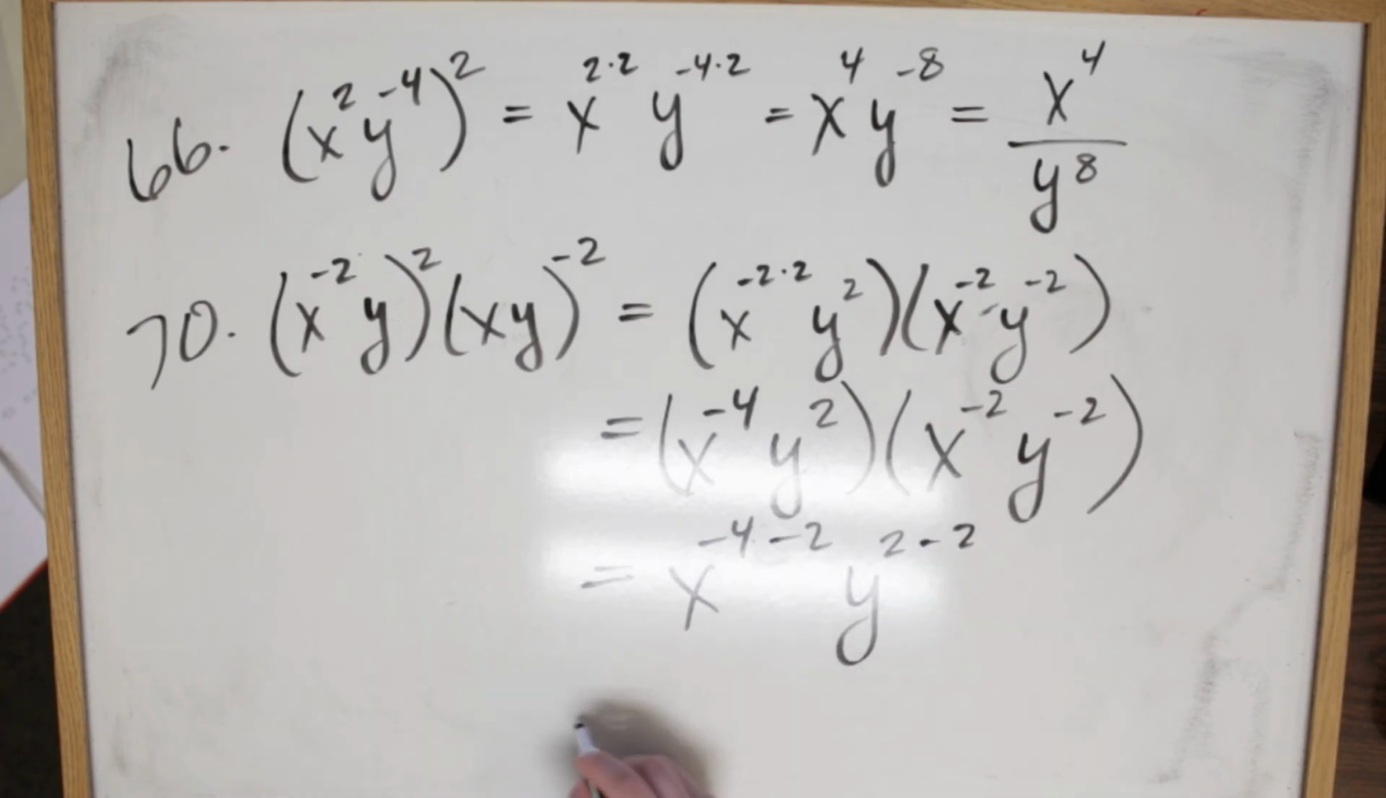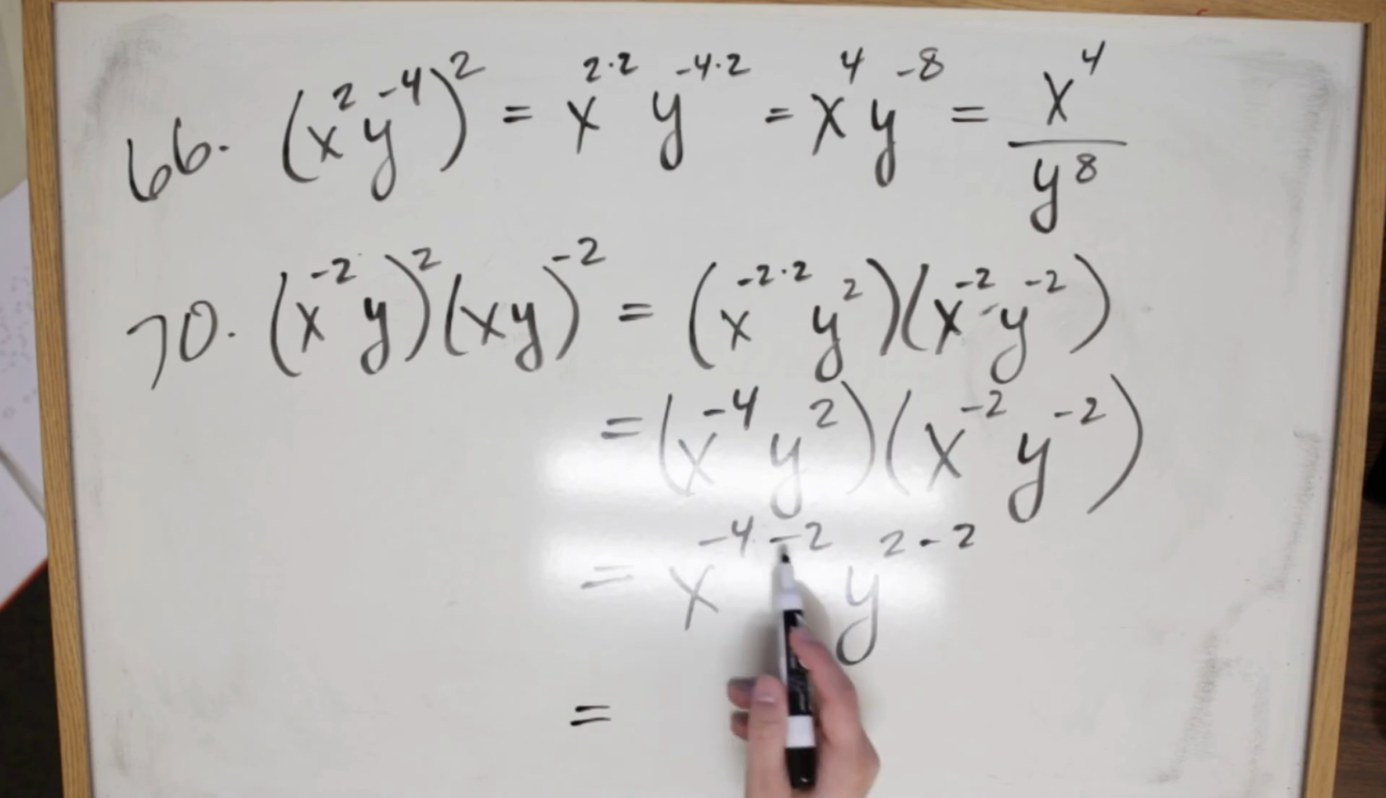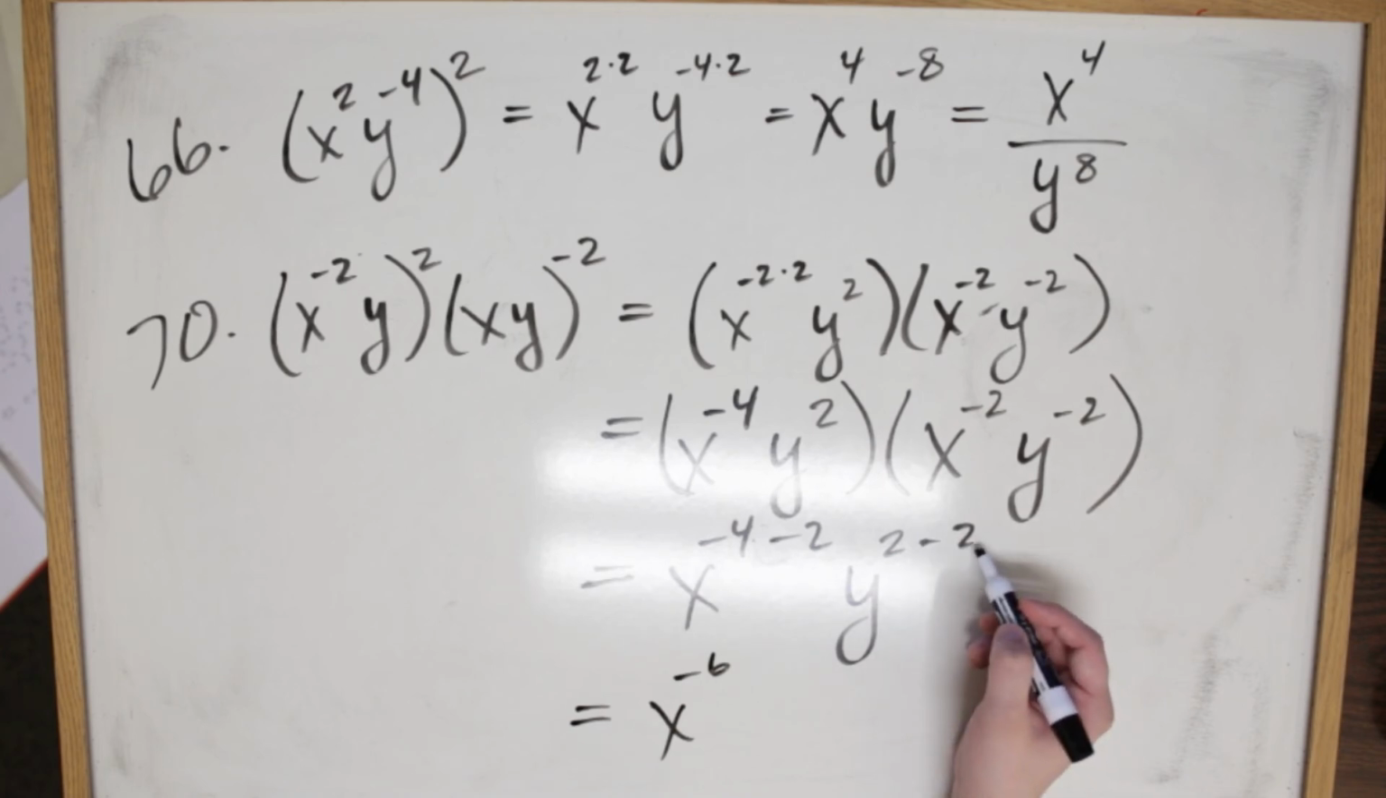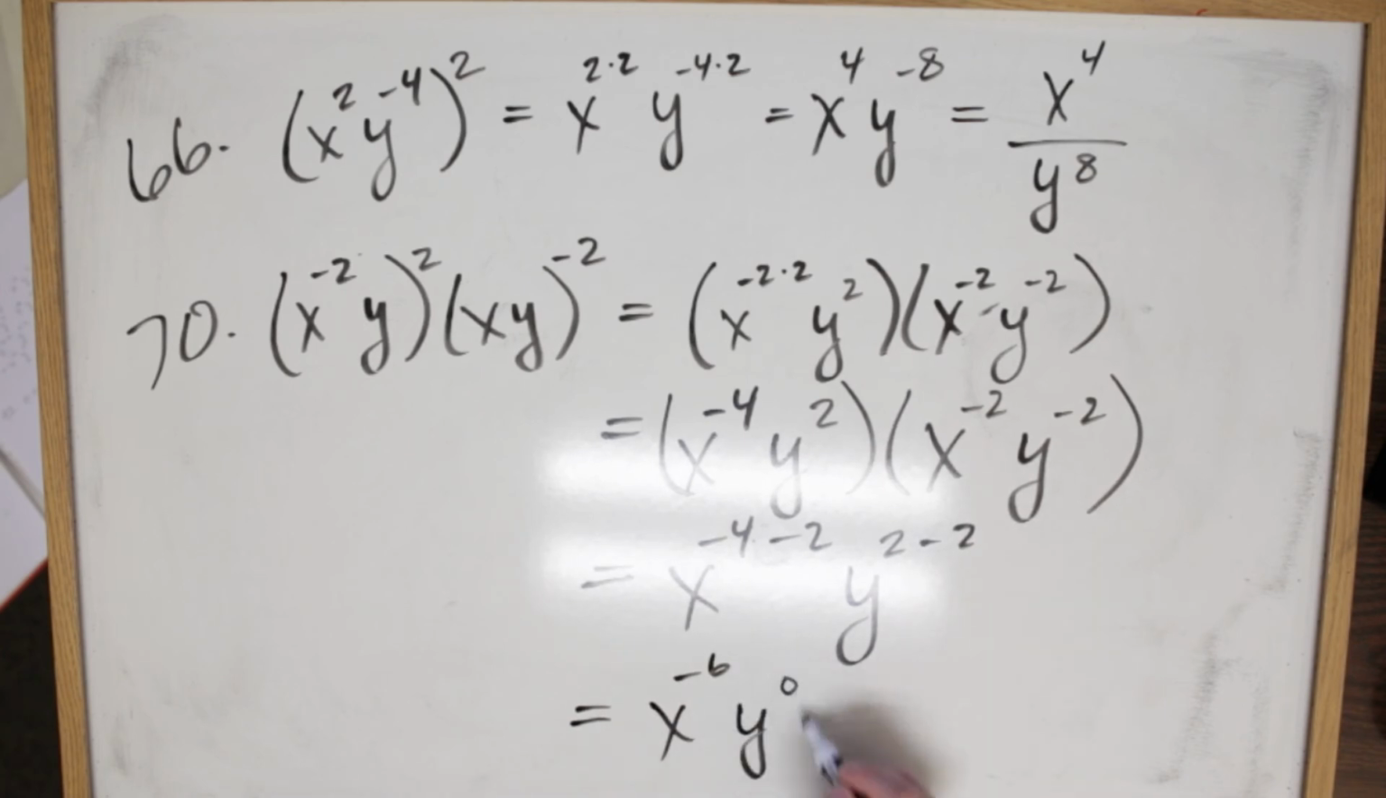Okay, so now x to the minus 4 minus 2 is x to the minus 6. This is going to be y to the 2 minus 2, which is y to the 0. And now, since y to the 0 is equal to 1, I have x to the minus 6. Now I can take this and take it into the denominator and just flip the sign. X to the 6th. So that is actually my final answer for this problem.